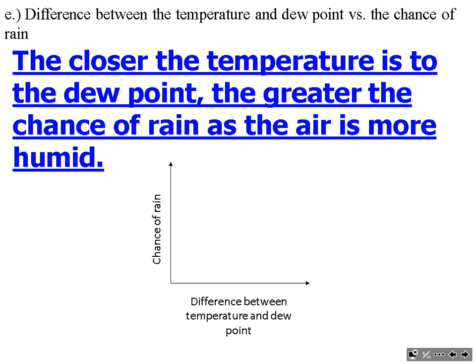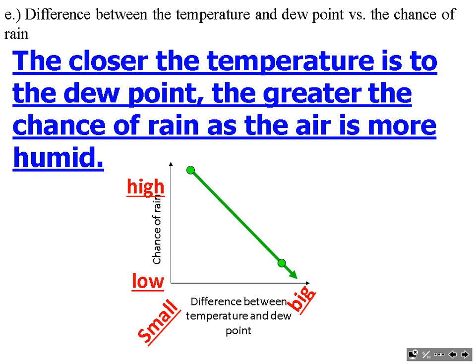So our choices are small and big difference between the temperature and dew point, and a low and high chance of rain. A small difference means that we have a high chance. A big difference between the air temperature and the dew point means that we have very dry air. So we would have a low chance of rain. Yet again, an indirect relationship.